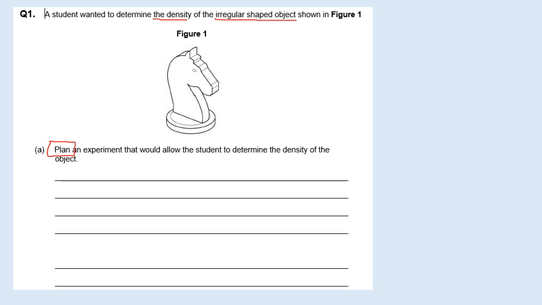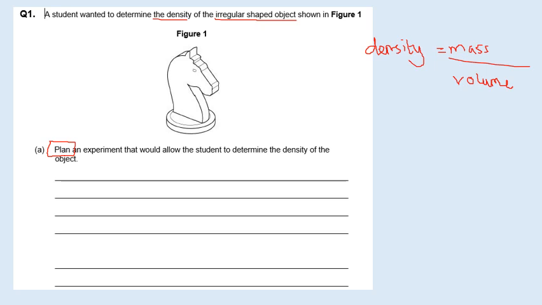So the first thing that should come to mind is that you are going to need to talk about the idea of what we mean by density, and you should be able to remember the equation for density, which is equal to mass divided by volume. So obviously if we're going to talk about how we're going to measure the density of something, you're going to need to talk about that equation.